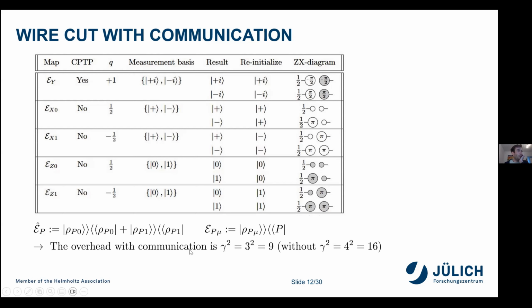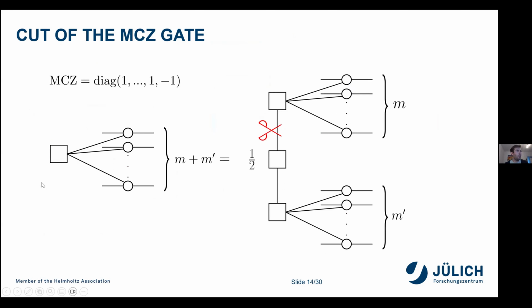You can also check that the overhead indeed decreased, because you can compute that here the one norm is 3, and so the overhead will be 9. While if you do not use communication, then the overhead is 16. I also want to mention that here we decided to use the communication for the Pauli Y, but of course this is kind of an arbitrary choice, and you could also have used communication for Pauli X or Pauli Z instead.